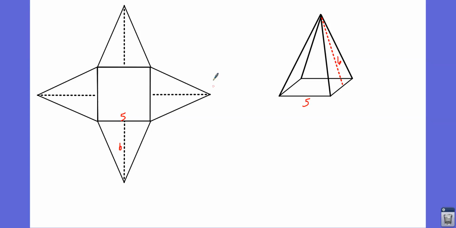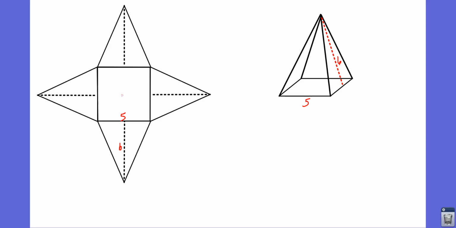Surface area is finding the area of every two-dimensional shape, which would be like the triangle, triangle, triangle, triangle, and the square in the middle, and then adding them all together, and that'll give you the total area of the surface of a three-dimensional figure. So it would be used if you wanted to cover something up or paint something, whatever you'd want to use it for. Put a label on it, I don't know.